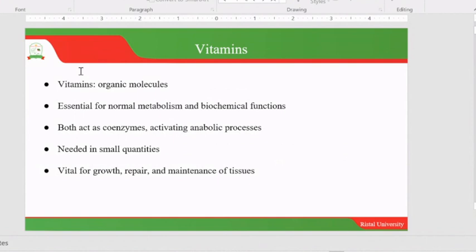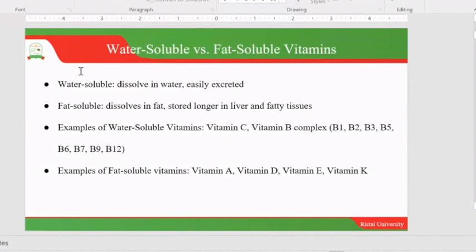Yeah, we are saying they are essential for normal metabolism and biochemical processes, and we are saying they act as coenzymes activating anabolic responses, and really they are needed in small amounts or small quantities. These are what we call micronutrients, and these are vital for growth, repair, and also maintenance of tissue. So we have what we call the water-soluble vitamins and the fat-soluble vitamins.